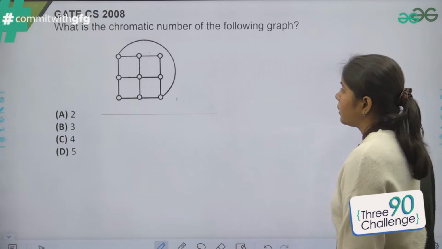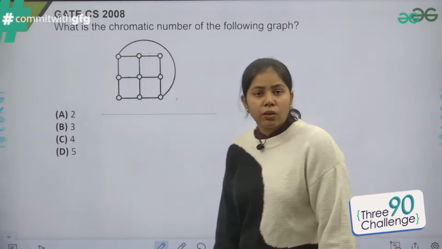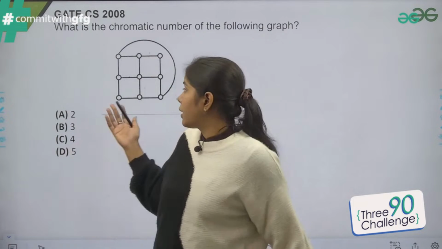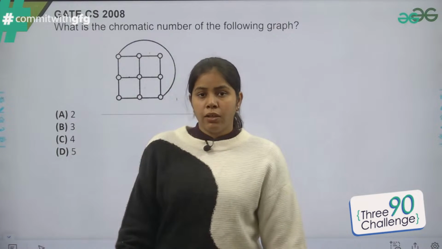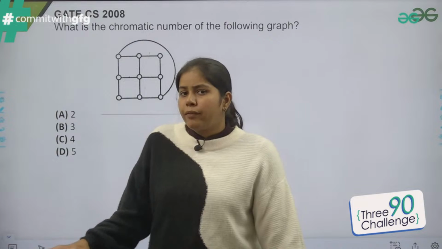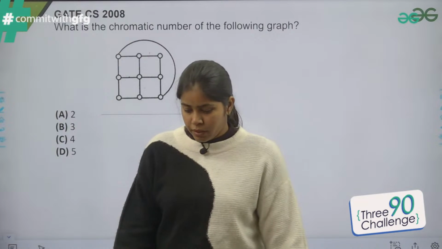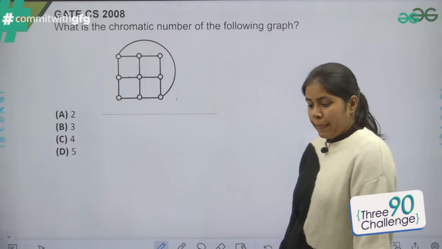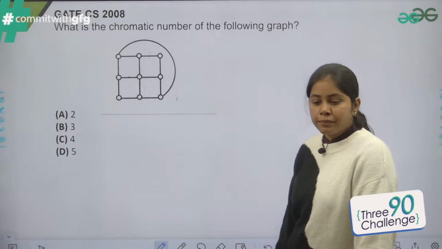Now you have to find the chromatic number for this graph. So what is a chromatic number? In a graph, we have to color the graph in such a way that no two adjacent vertices have the same color, and we have to use the minimum number of colors. That minimum number of colors is the chromatic number. So tell me, in this graph, what is the chromatic number? Tell me guys, what is the chromatic number here?